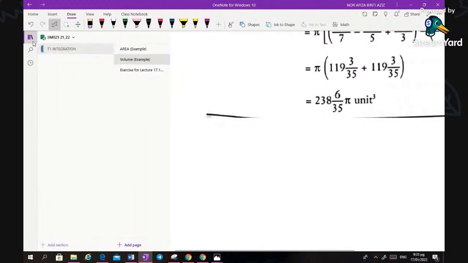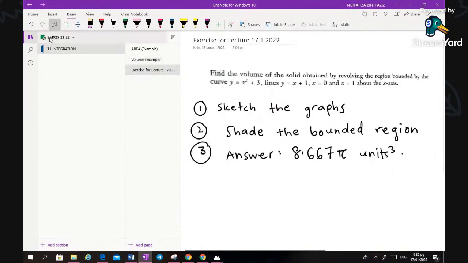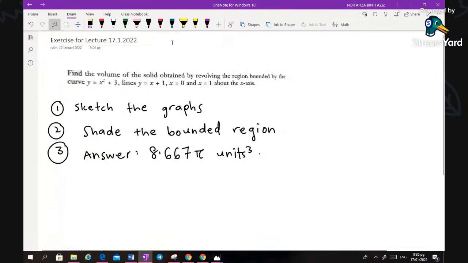Okay, and now please attempt this exercise for this lecture today and send to me as soon as possible. Okay, because I want to review how your understanding on finding the volume of a function. Okay, so make sure you sketch the graph, shade the bounded region and check whether your answer is correct or not.